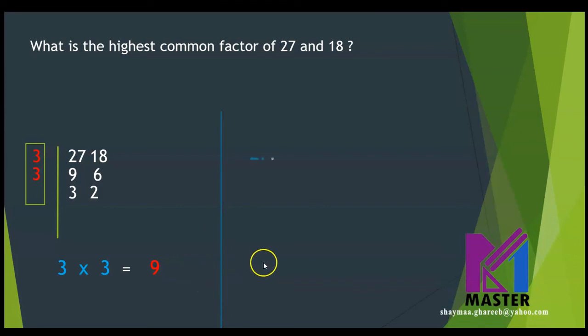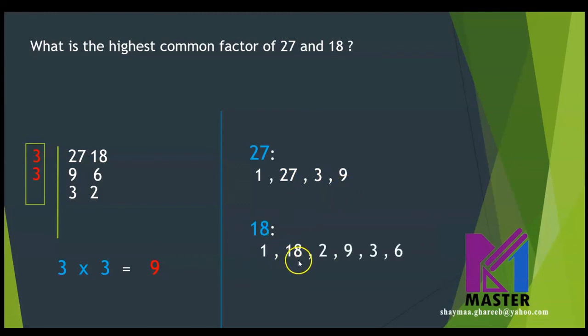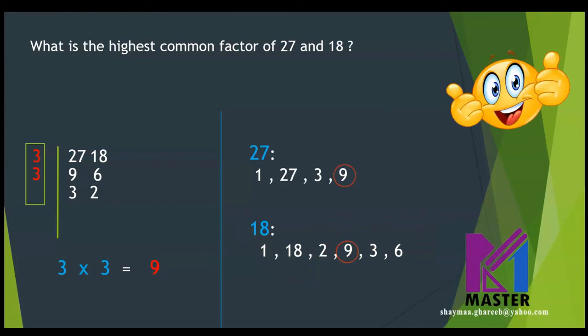I can also try the listing method by listing all the factors of 27 as 1 and 27, 3 and 9. And the factors of 18 as 1, 18, 2, 9, 3 and 6. Now I will pick the biggest common factor between the two numbers, which is number 9. So now the highest common factor of 27 and 18 is number 9.